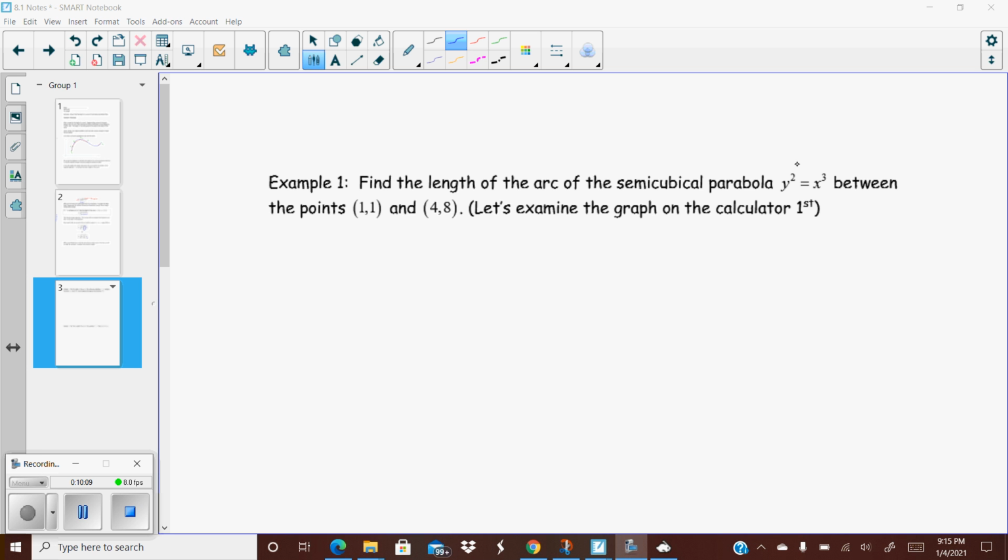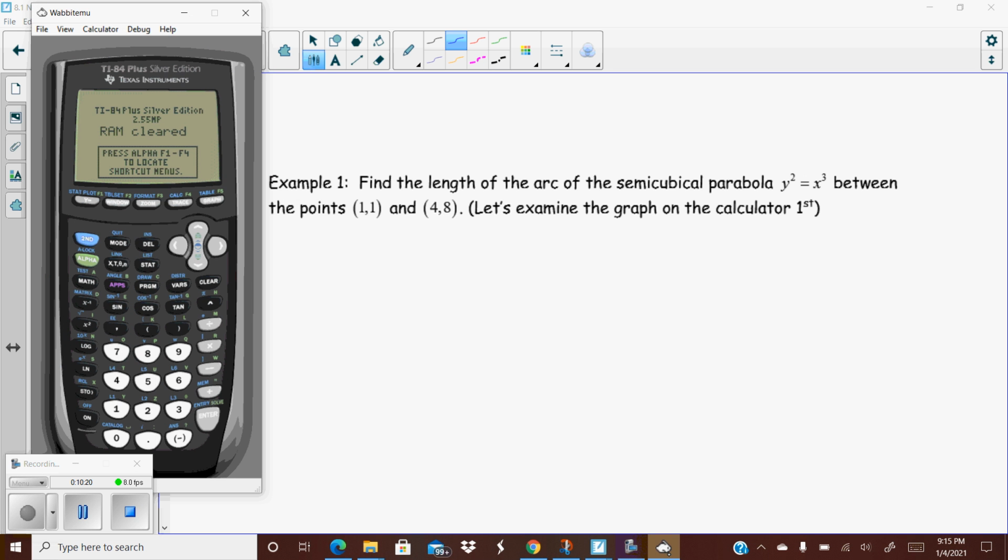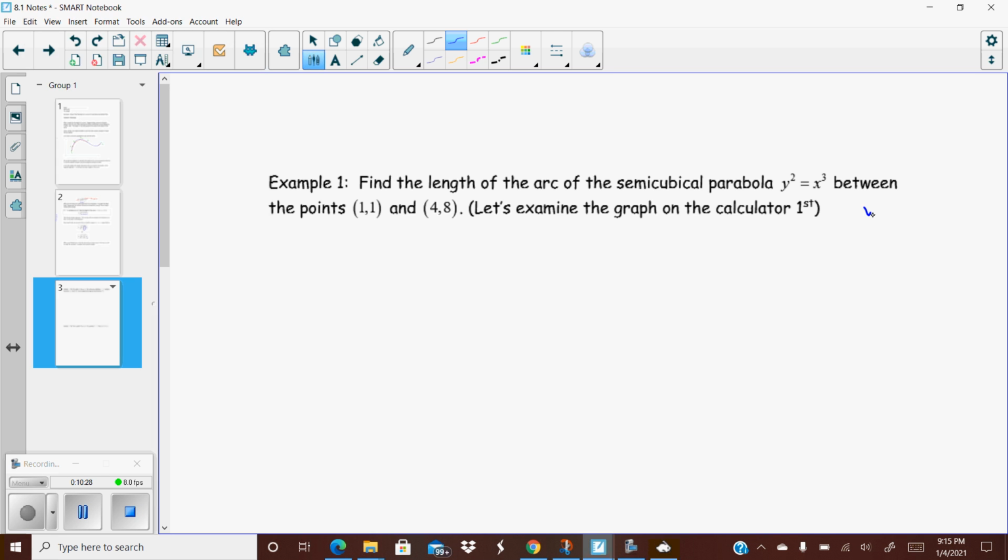You're going to have to solve this for either y or for x. Doesn't really make any difference in this case, but I do want you to see what it looks like. So let's go ahead and bring this up on the calculator. So the first thing I'm going to do is I'm going to solve this for y. If I take the square root on both sides, we're really going to get the plus or minus square root of x cubed. Don't forget the minus part because it is part of the actual graph.